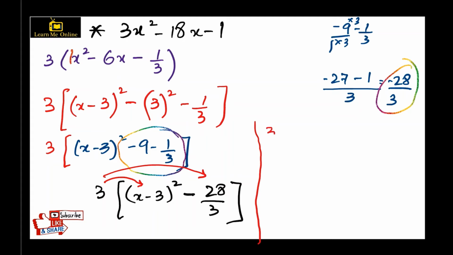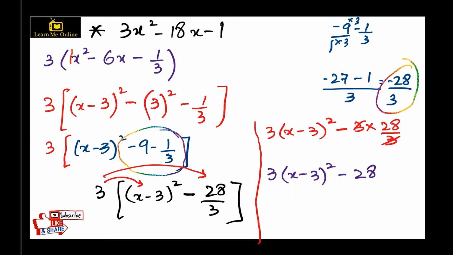So now we are having 3 bracket x minus 3 whole square, and when you multiply it out, there's a minus sign. That would be 3 times 28 over 3. The top and the bottom 3 would simplify each other. And the next step would be 3 bracket x minus 3 square minus 28. This is how we can do the factorization of 3x square minus 18x minus 1 by using the completing square method.